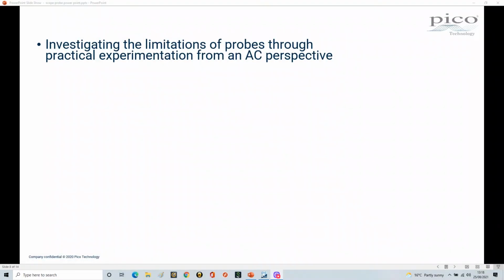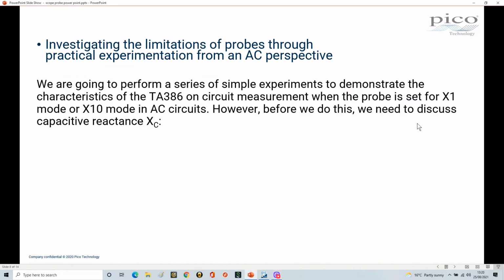Hello again, and in this section we're going to look at what the AC characteristics of a scope probe are. This is where we need a higher performance signal generator to demonstrate this, because we need to go up into tens of megahertz. So from an AC perspective, let's have a little look at what's going on here. We're going to look at the TA386 probe from an AC perspective in ×1 and ×10 mode.